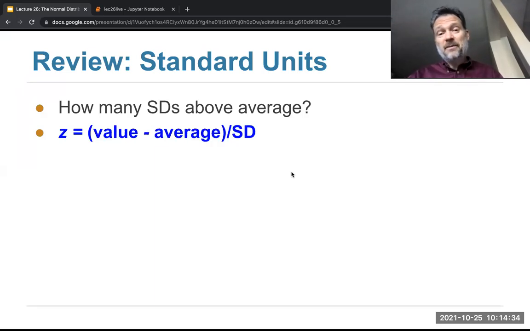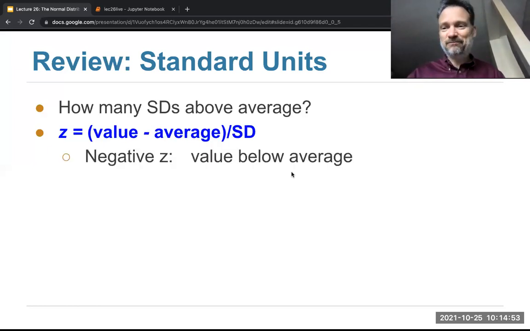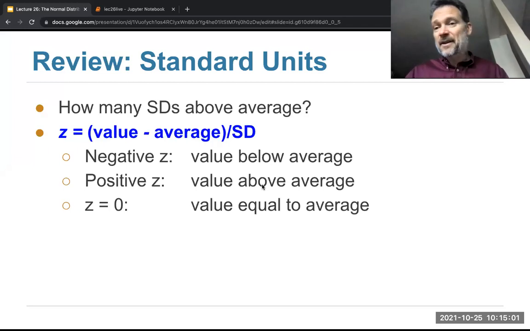So if what you got from this was 1 in standard units, that corresponds to a value that is larger than the mean. It's larger than the mean by 1 standard deviation. In other words, it corresponds to a value that's equal to the mean plus 1 times the standard deviation of the distribution. So negative values in standard units mean a value that's smaller than the average. Positive values mean a value that's higher than the average, and a 0 means a value that's equal to the average. So for instance, if you were looking at exam scores, this would be a way to compare yourself relative to others in the class.